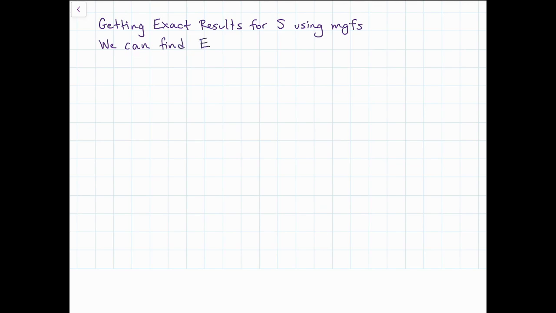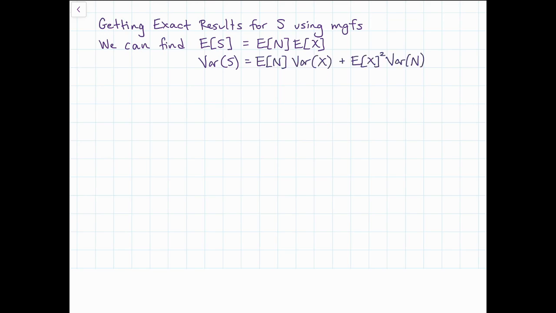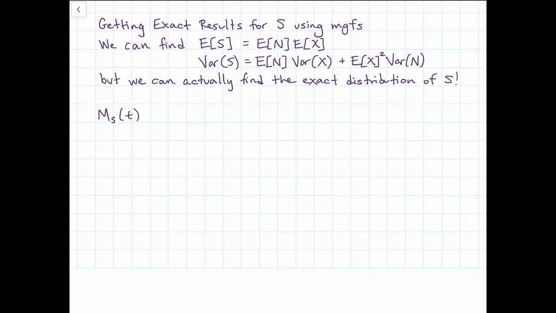From above, we showed that we can easily find the mean of S and the variance of S just using the means and variances of the individual random variables N and X. But we might want even more information. We can actually find the exact distribution of S using these moment-generating functions. We can write the moment-generating function of S as the expected value of e to the tS, which is the expected value of e to the t times the sum of those Xi's.